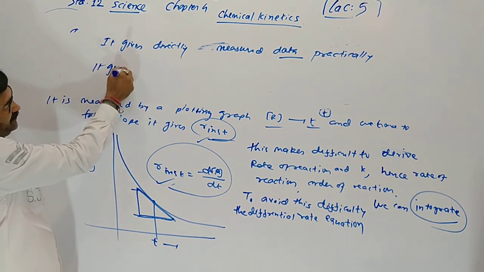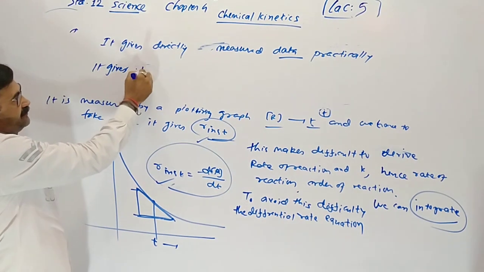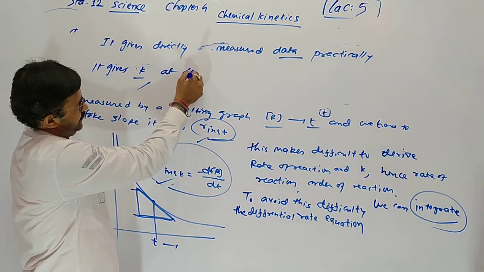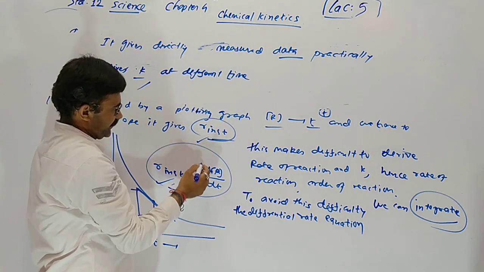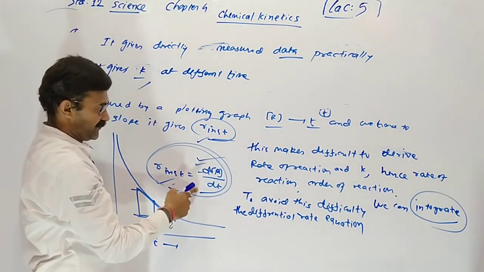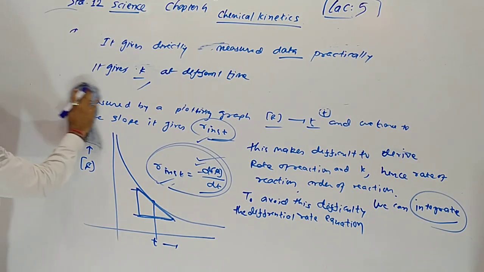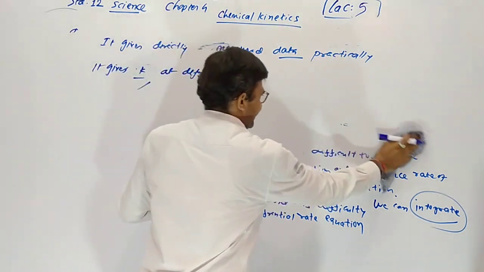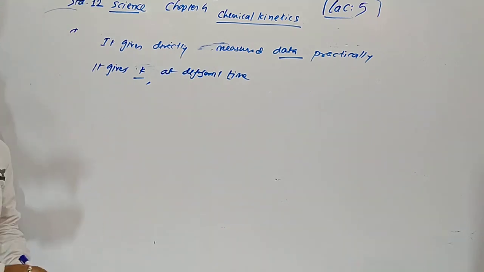It gives rate constant K at different times. So differential rate constant ને derivative form કરતા integrated form વધારે convenient છે. So in our syllabus there are two laws, integrated rate equation for zero order and first order. So two most important questions.